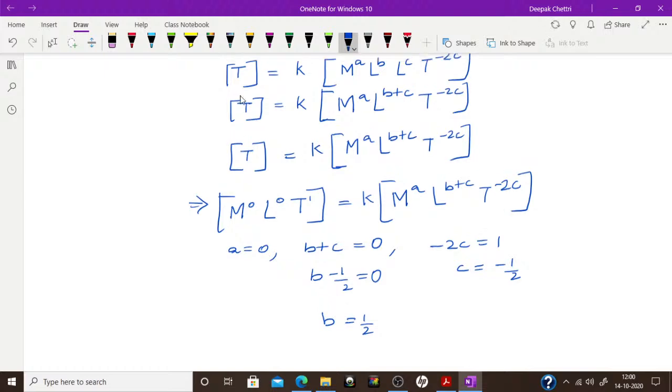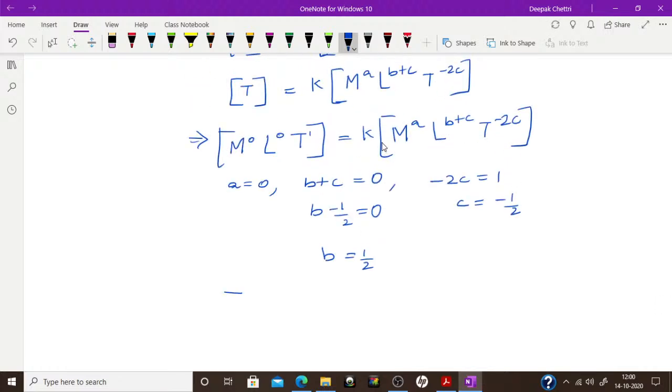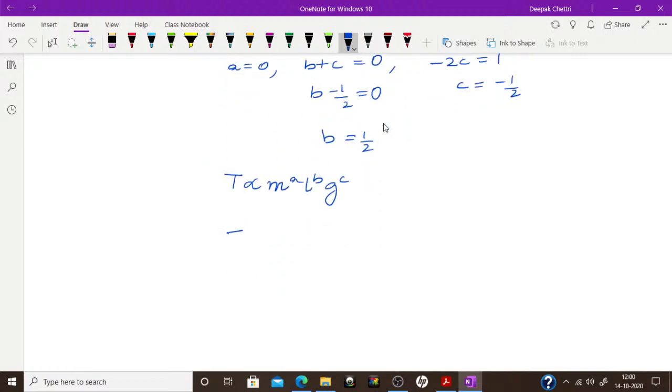This is what we need, if you want to find the relation. Okay, so what did we get? We got t is directly proportional to m^a l^b g^c. Let us not remove the proportional sign here. What is a? A is 0, so m^0. What is b? B is half, and c is minus half. So m^0 does not carry any meaning, it means 1 only. Anything to the power 0 is 1, so instead of m^0 I'll not write anything.